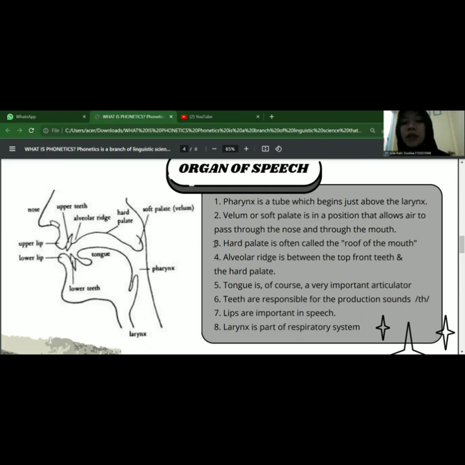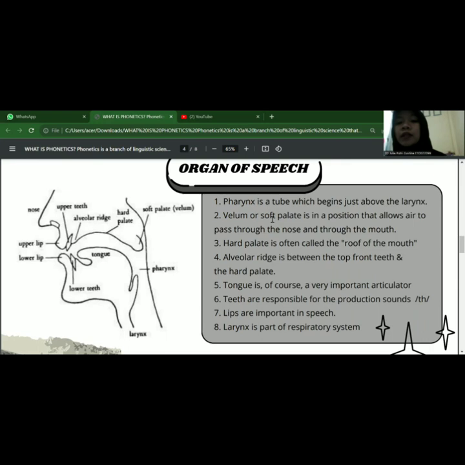And the third one is the hard palate, often called the roof of the mouth. Oh yeah, I forgot to explain the position of the soft palate. It is actually behind our mouth, the soft and smooth one. You can feel that actually.